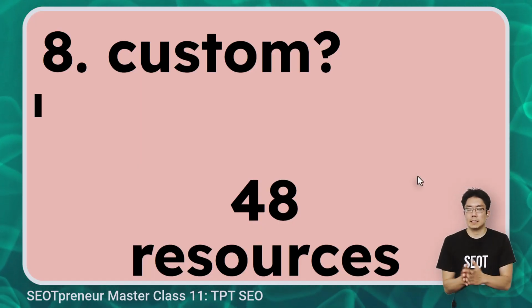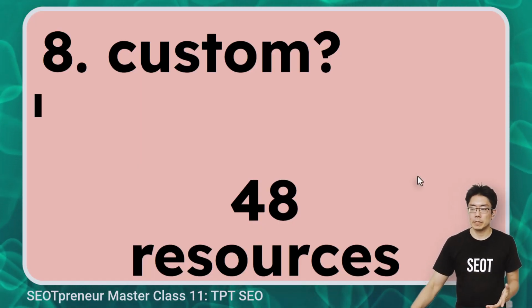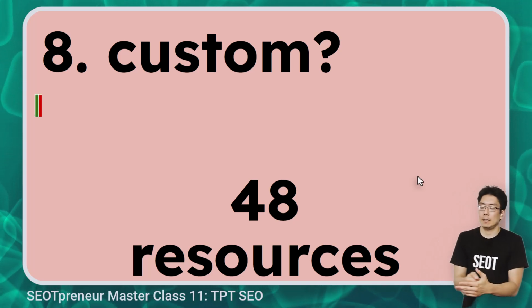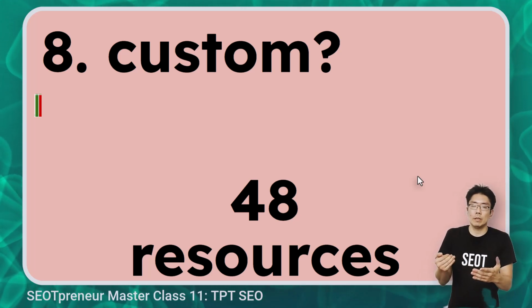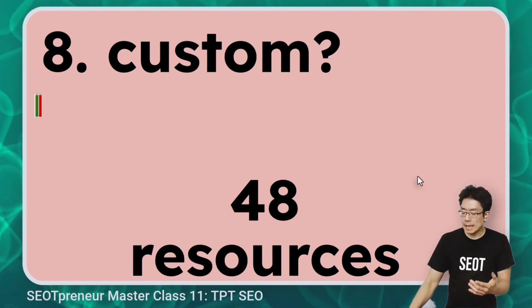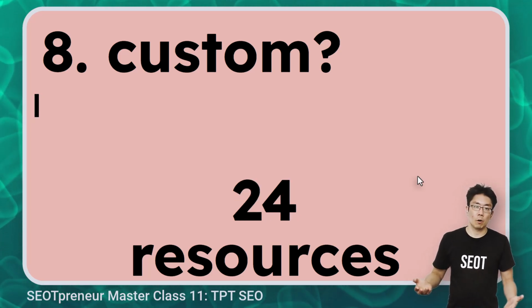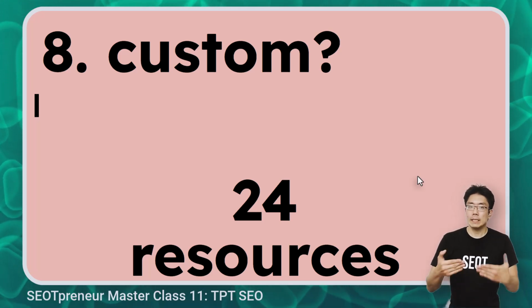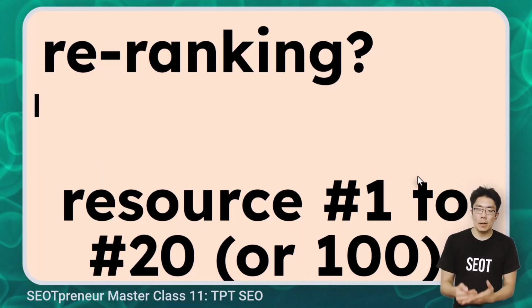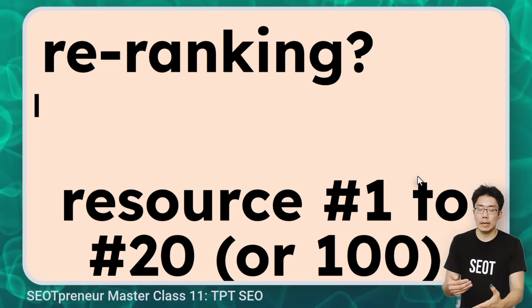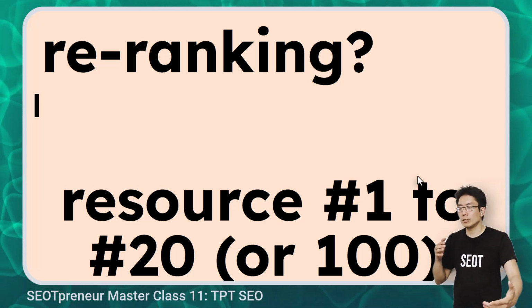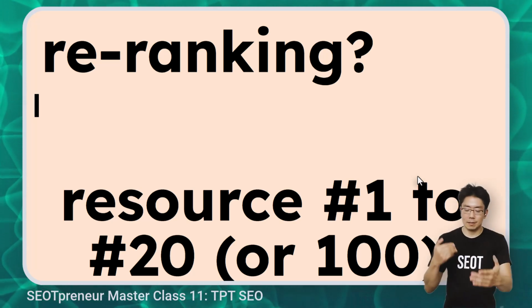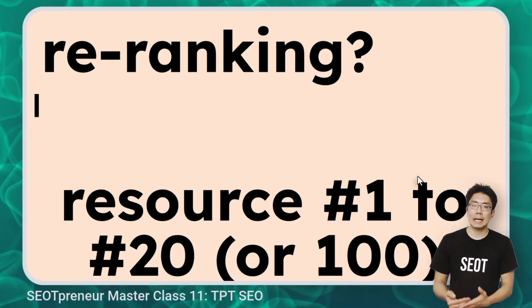So in this case, if I'm competing with 48 resources and I'm in the first bucket, and maybe it's have I sold the resource in the last 30 days, then now I'm only competing with 24 resources. And that puts me on page 1. TPT SEO will only take you so far, because the moment you get to the top 20 resources, or it could be the top 100 resources, but the moment you get to page 1, there's something called dynamic re-ranking.